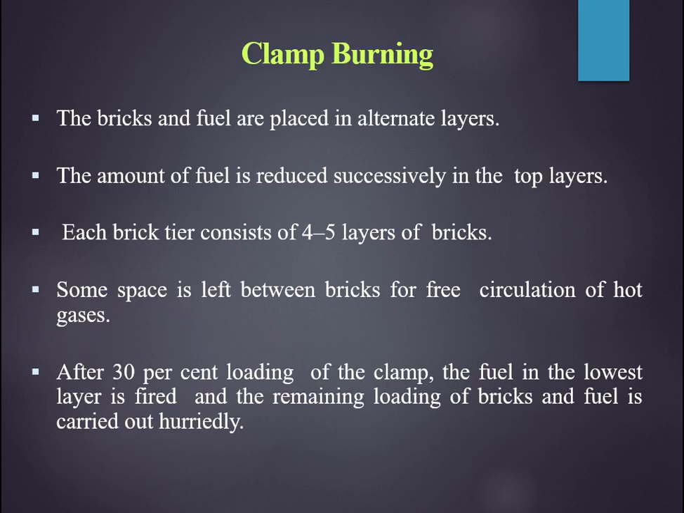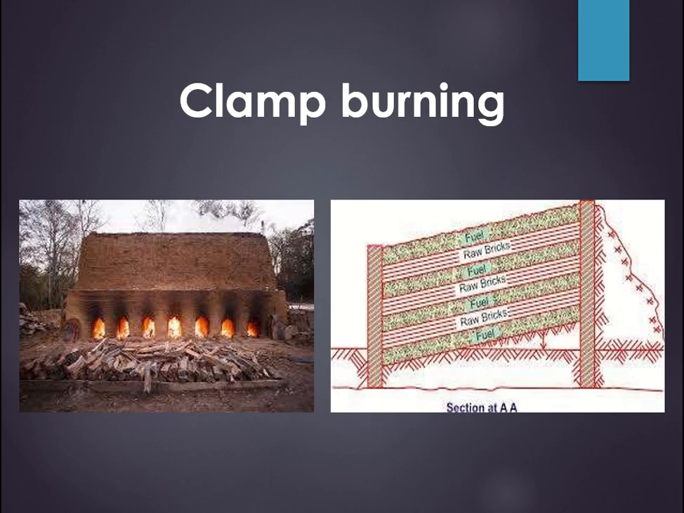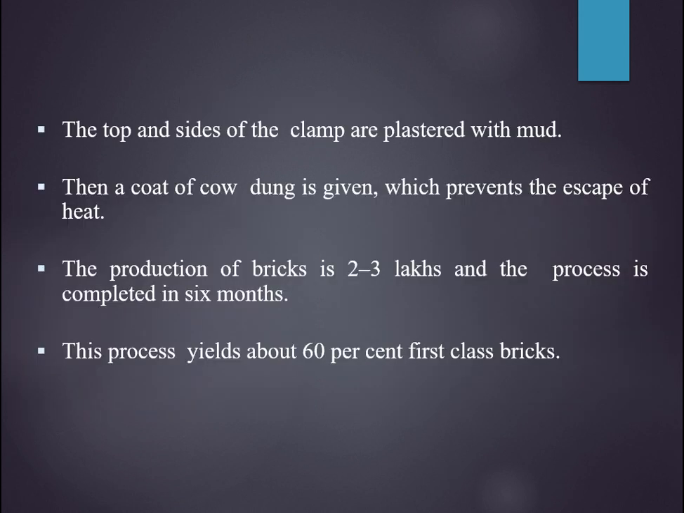Coming to the first type of burning, as I told you, burning can be done with the help of a clamp or with the help of a kiln. I'm talking about clamp burning, which means the burning is done in a clamp. Some people also call a clamp a pazava. It's a very simple process. You can observe the second diagram, where the pattern of bricks is placed.